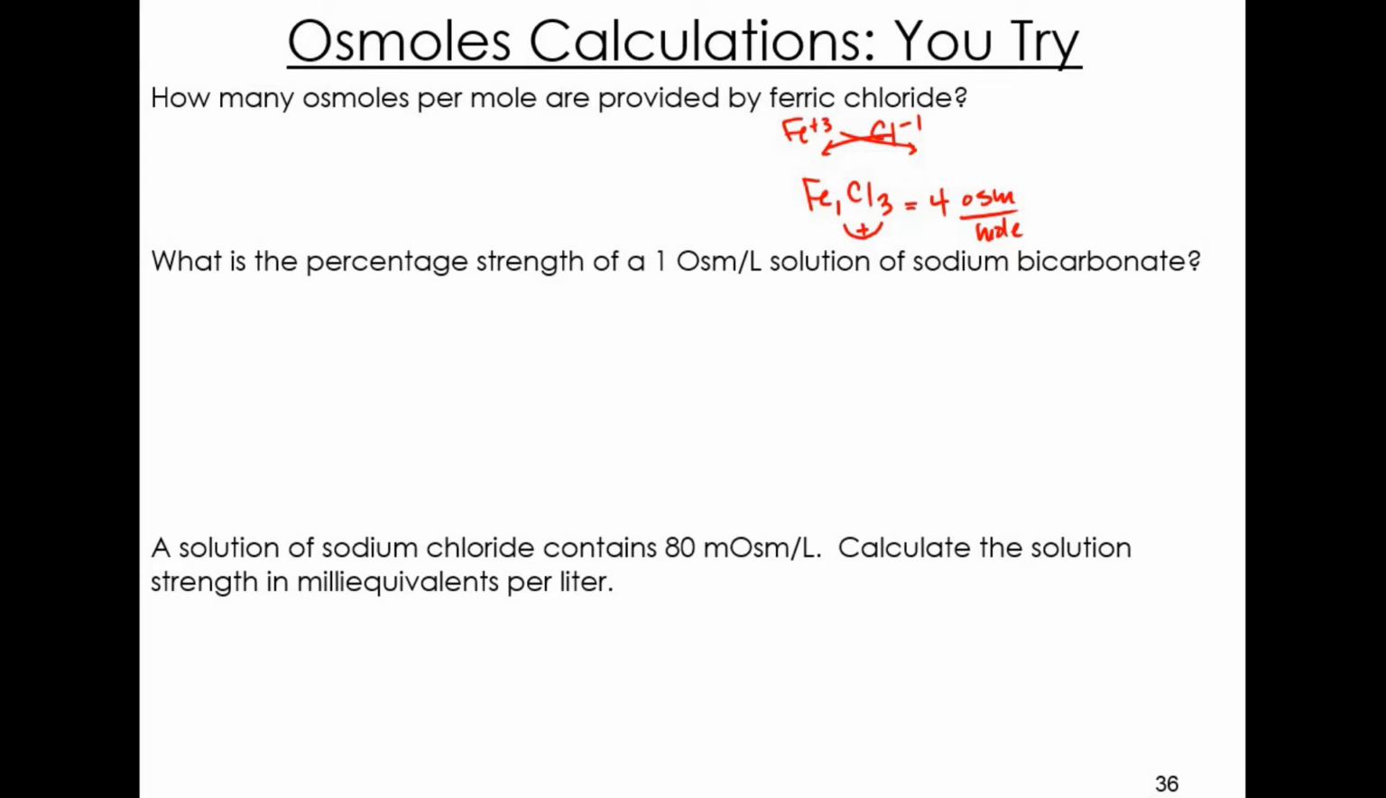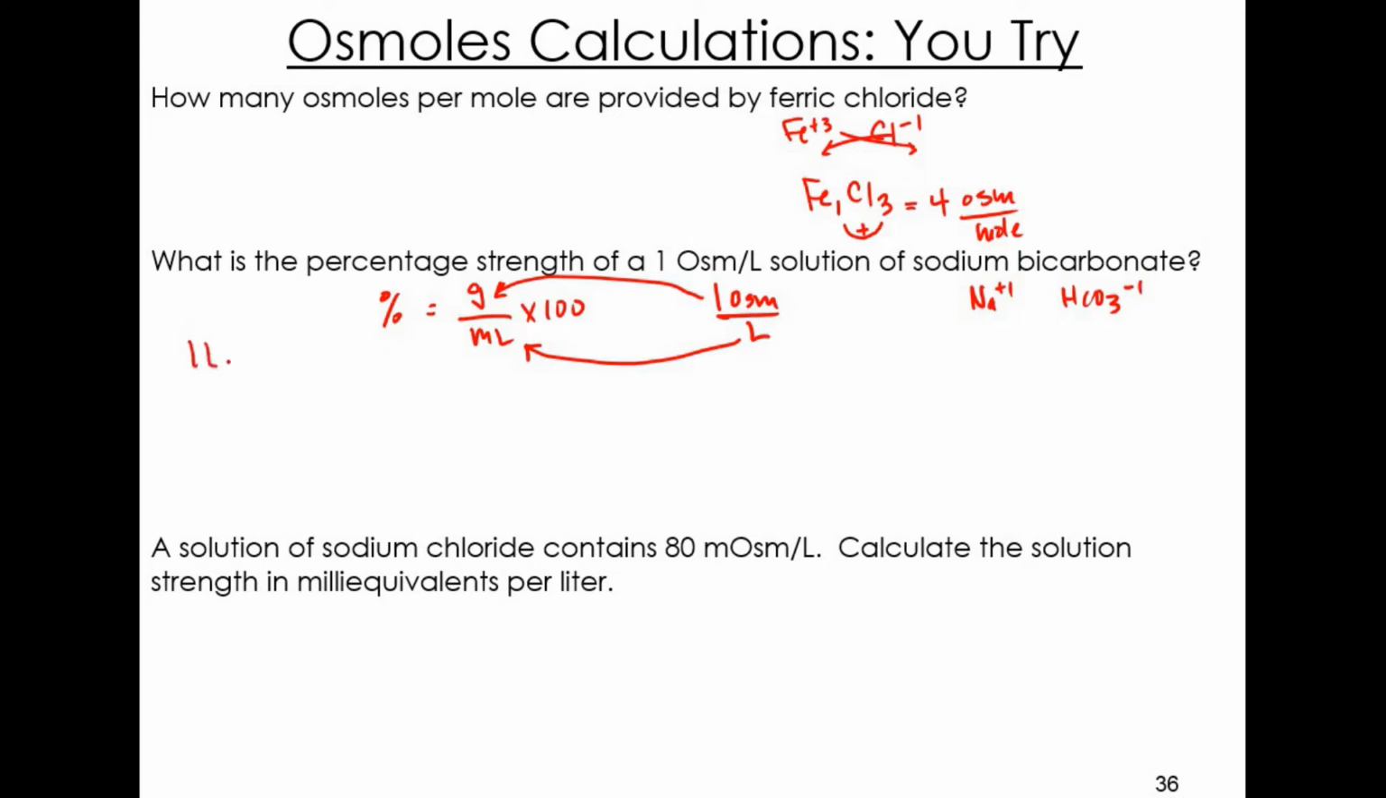Next question, what is the percentage strength of a 1 osmole per liter solution of sodium bicarbonate? So percent strength is going to be grams per milliliter times 100. And we're starting out with 1 osmole per liter of a solution of sodium +1 bicarbonate -1. Okay, so the liters need to be converted to milliliters, and osmoles need to be converted to grams in order to solve this problem.